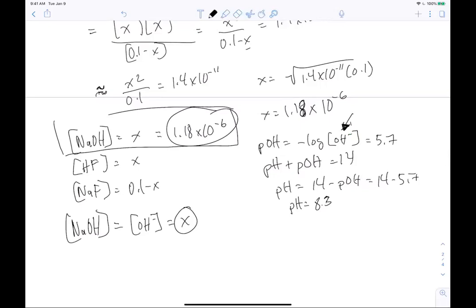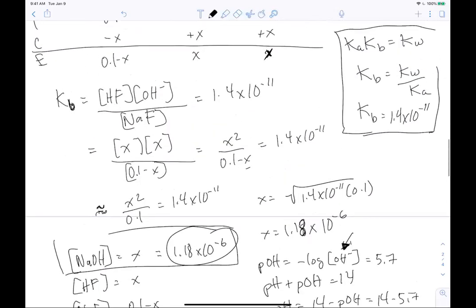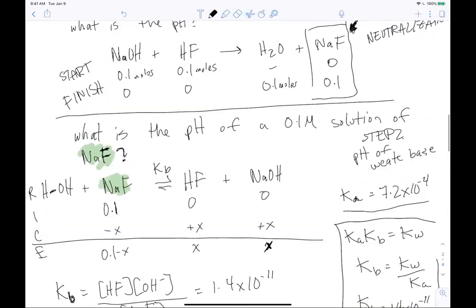I know there's a lot to think about here. It gets confusing. The starting concentrations in this example were just equal molar amounts. Both were 0.1 molar.